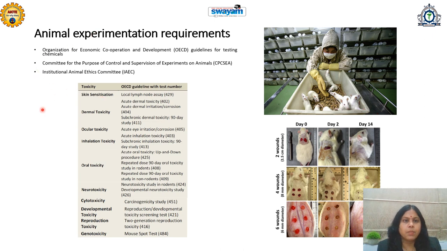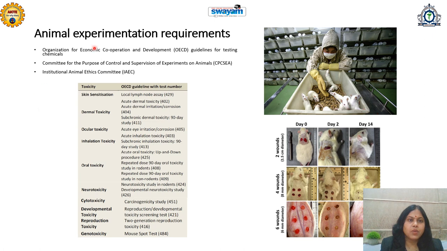Preclinical studies are the combination of the in silico, in vitro, ex vivo and in vivo studies. And in vivo studies actually involve the use of animals for various experiments. But these experiments should be done according to certain guidelines and must be regulated by certain committees.